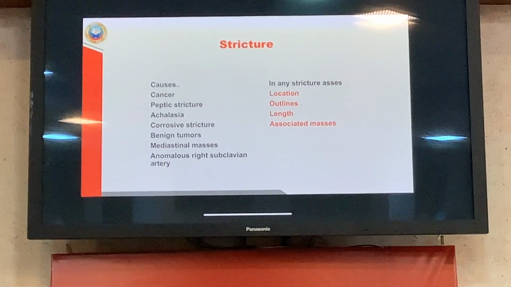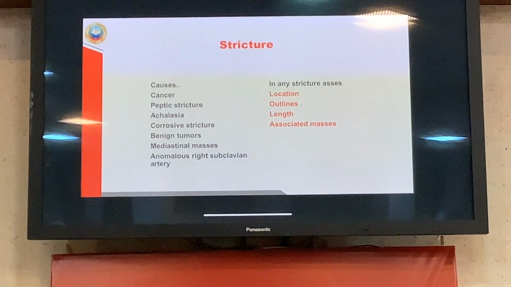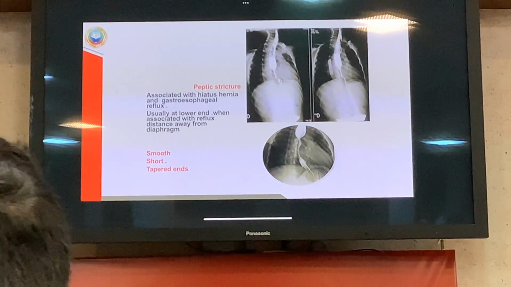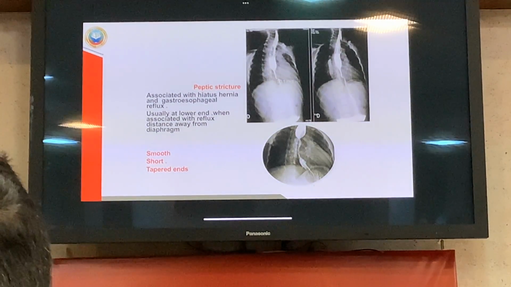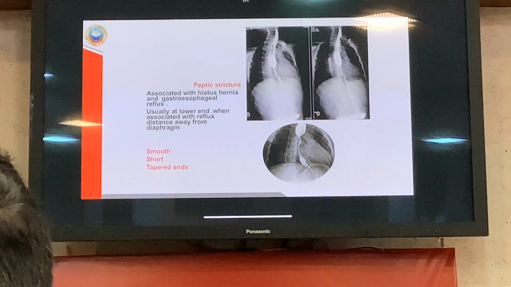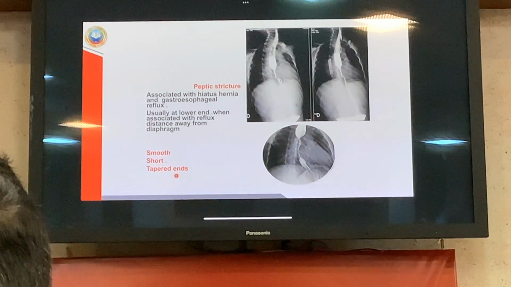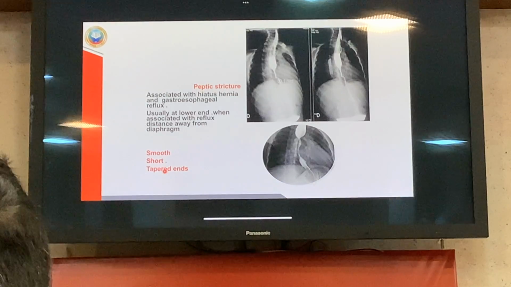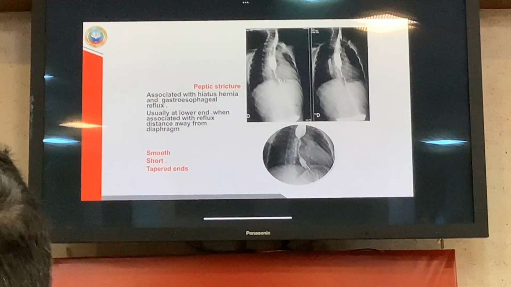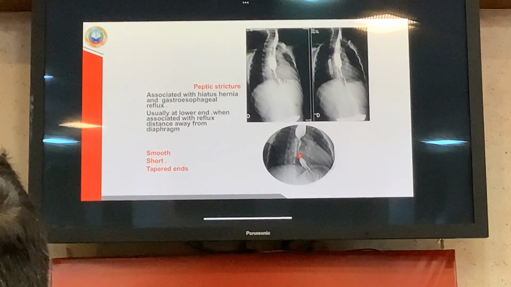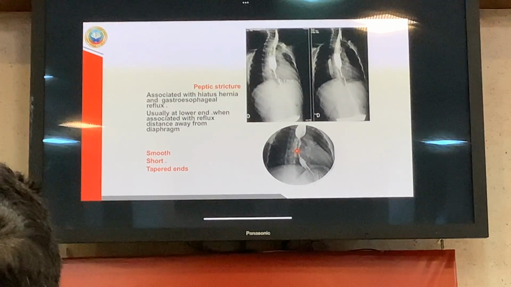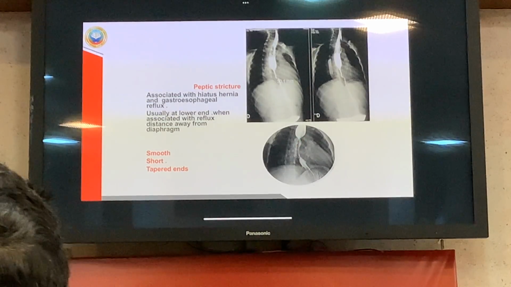The structure of the esophagus, we have a lot of the cases. One of the important things to know in the structure of the esophagus: the location, the outline, the length, and the associated masses. A peptic stricture is usually lower, reflecting from the gastric to the lower part of the esophagus. The character of this structure is smooth, short, and tapered end, but sometimes patients have long and extending up in the middle part of the esophagus, but it is smooth in the outline.